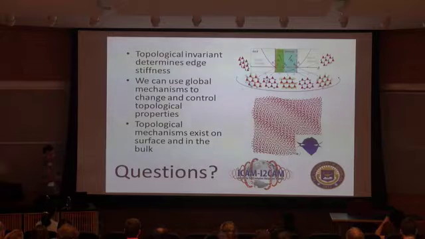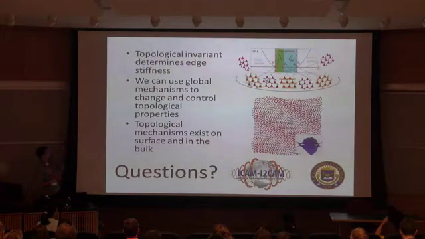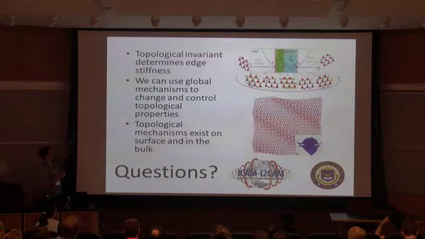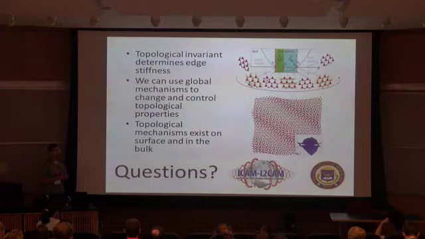I'm out of time. So topological invariant is a way of determining the edge stiffness. That has physical consequences. And we can use these global mechanisms, the guest modes, to change and control the topological properties and therefore the edge stiffness. And then finally, we can take the topological mechanisms from the surface and put them in the bulk.